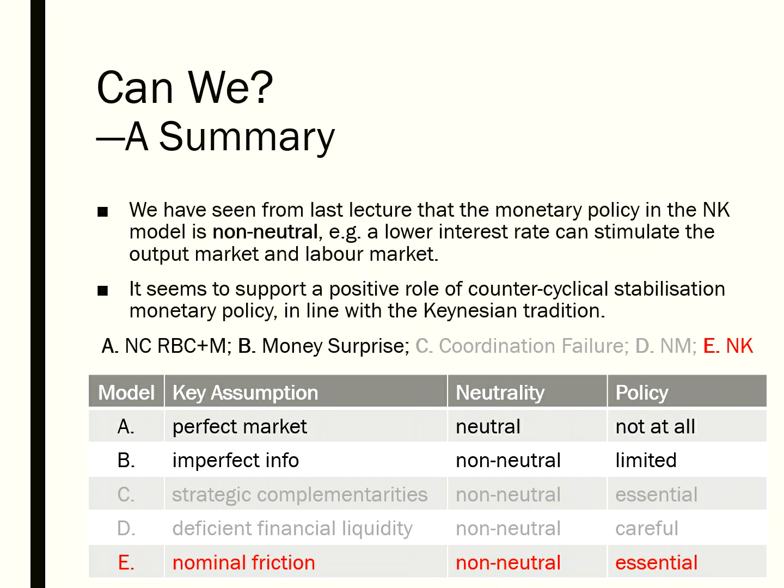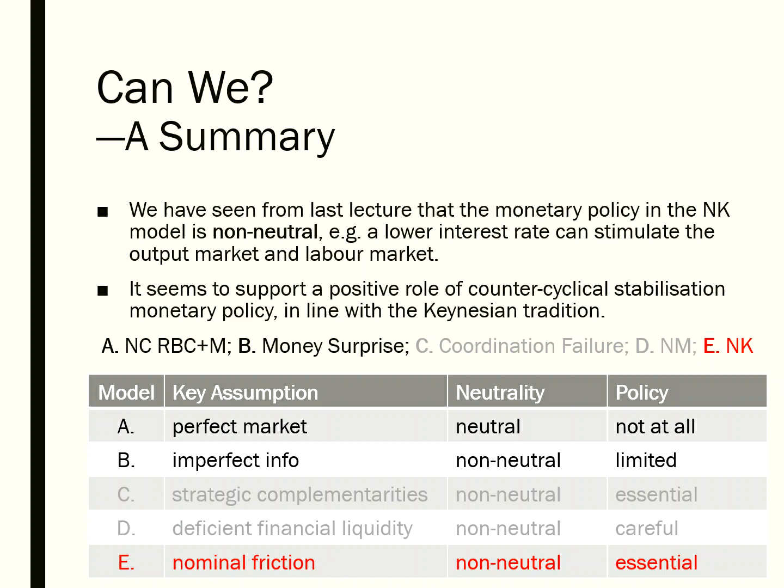Model D, on the other hand, assumes deficient financial liquidity during crisis periods. The essence of the new monetarism is that special monetary policies should be implemented in special times. And finally, Model E, the new Keynesian model, assumes nominal friction, which violates the perfect competition in the perfect market, because the price can only be fixed or rigid when the firms have the pricing power.